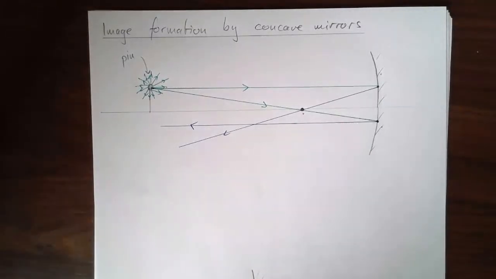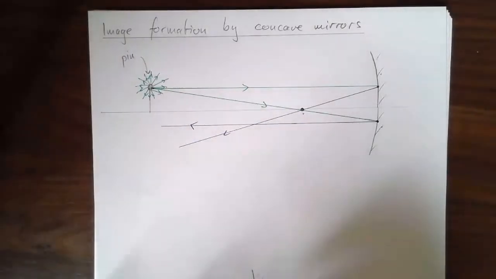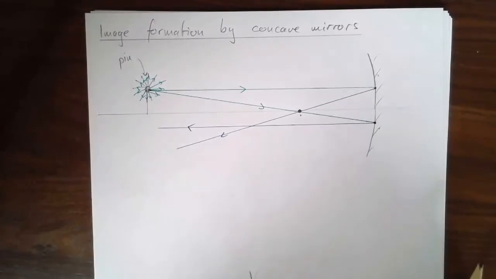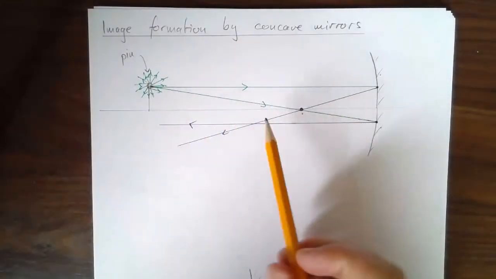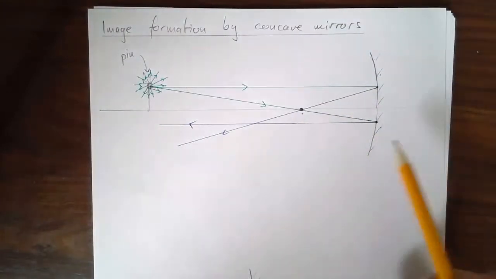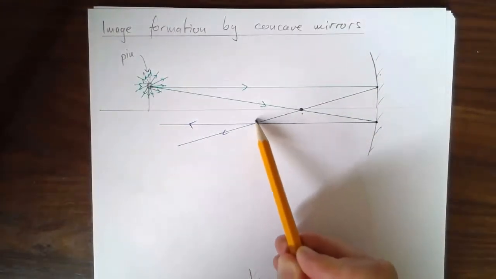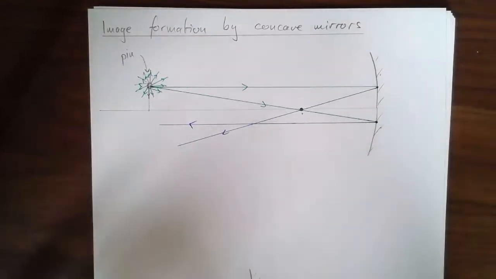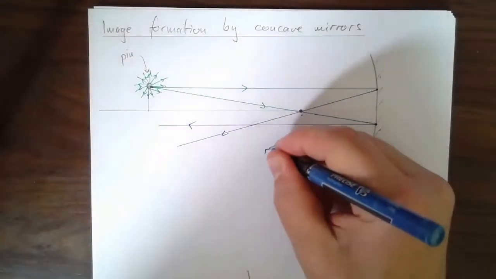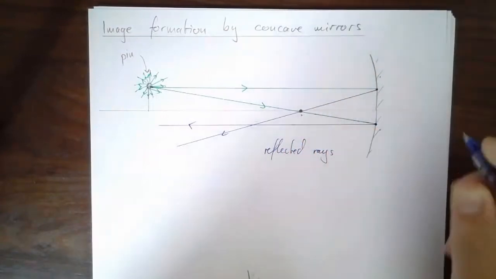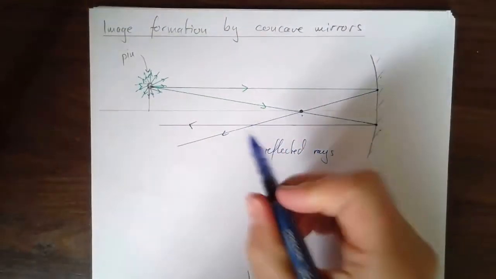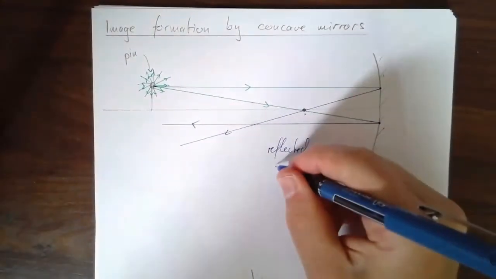So let's look at this. Where does my brain think that the pin is? Where does my brain think that the light is coming from? Well, any two rays are enough. If I kept doing this with more rays, I would find that they all cross at the same point, namely down here. This is where the reflected rays cross. Let me make a note of this. So my brain thinks they all start at this point.